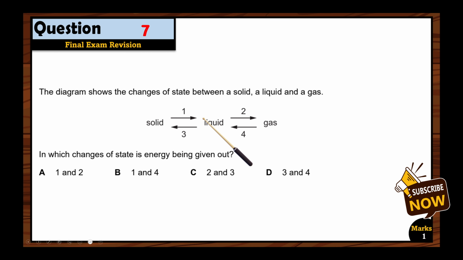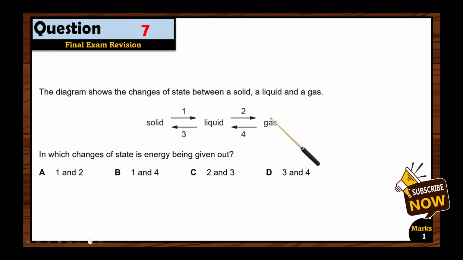When solid is converted into liquid, we already know that the particles are close together in a solid. When it changes to liquid, the particles move a little bit far apart. So what does it mean? It means the energy will be taken in. The opposite change will be the one that gives out heat.